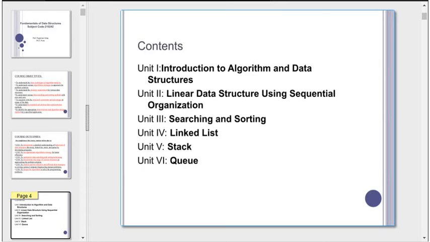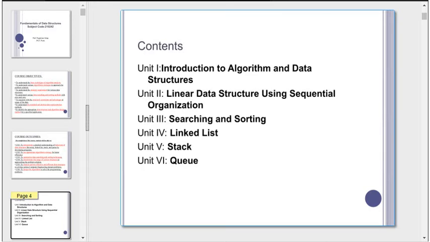In Unit 2, we start with the actual data structures. In this particular subject we will only deal with linear data structures. So Unit 2 deals with linear data structures such as array and 2D array, and we will see how the polynomial or the sparse matrix can be represented using these data structures. Therefore, Unit 2 is linear data structure using sequential organization.